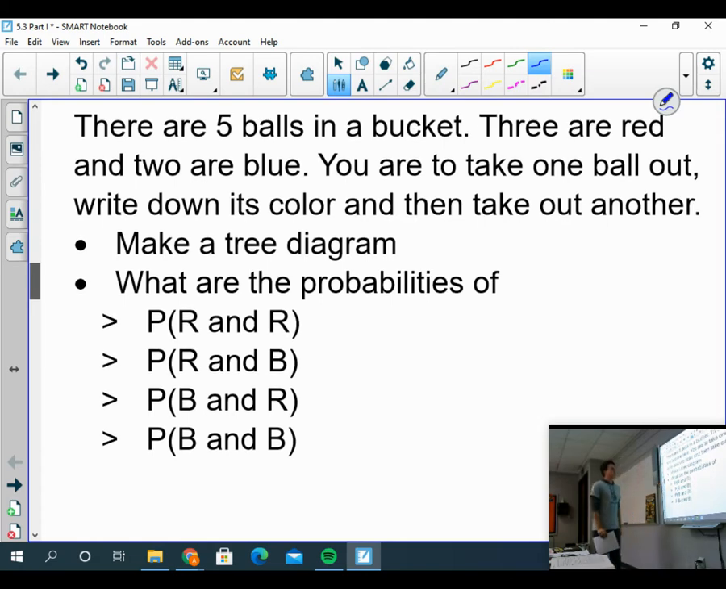Let's do another example. There are 5 balls in a bucket. 3 are red, 2 are blue. You were to take 1 ball out, write down its color, and then take out another. Then we want to make a tree diagram of the situation, and then we want to look at some probabilities. Okay? So, how could we set this up? Well, first things first, pause the video and try and make a tree diagram. Once you've paused the video, or once you've made it, unpause the video and check yours with mine.